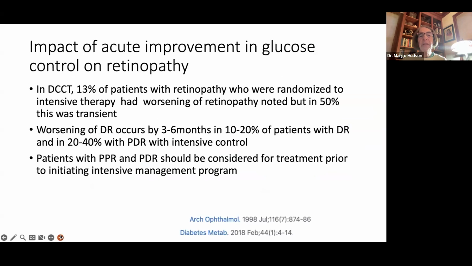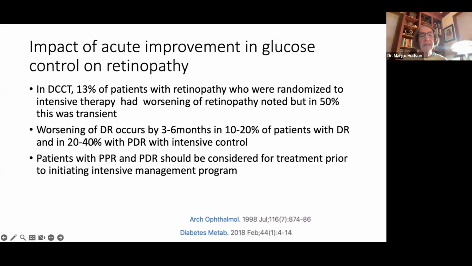What about the effect of acute improvement in glucose on retinopathy? So this, of course, becomes a big treatment issue for our patients. What happened in the DCCT, 13% of the patients who already had retinopathy who were randomized to intensive control actually had worsening of retinopathy noted, but it was transient in half the patients and resolved.